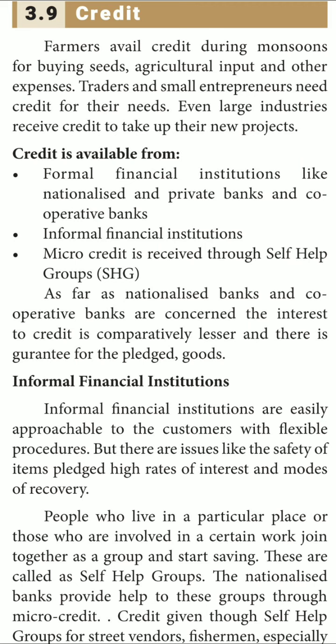Okay. As far as nationalized banks and cooperative banks are concerned, the interest on credit is comparatively lower and there is a guarantee for the pledged goods. Okay. So, from which banks can we borrow money? Who borrows money? Farmers, traders, small businessmen and large industries also borrow money. And from where can we borrow money? Nationalized bank, private bank, cooperative bank, and also from the self-help groups we can borrow money.